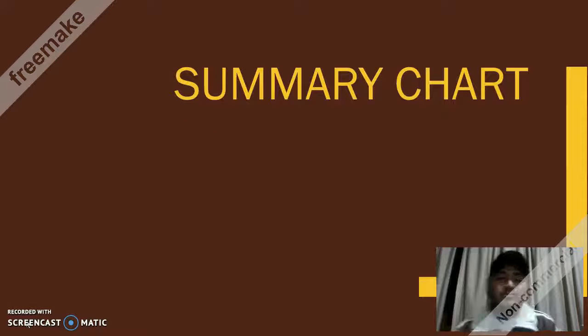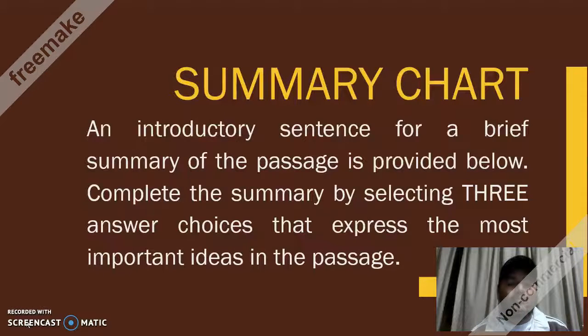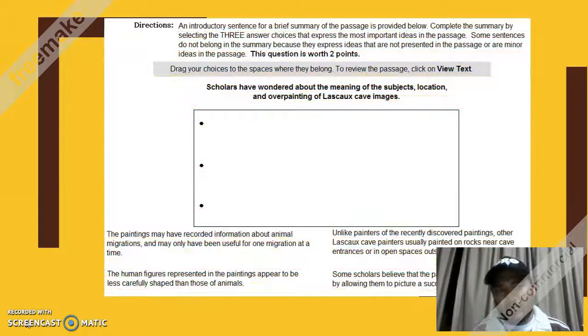Next type of question is summary chart. It's easy to notice what kind of question this is, because you can always see that this question starts with an introductory sentence for a brief summary of the passage is provided below. Complete the summary by selecting 3 answer choices that express the most important ideas in the passage. The word summary, complete the summary, is the word that you have to notice in order to know that it is a summary chart type of question.